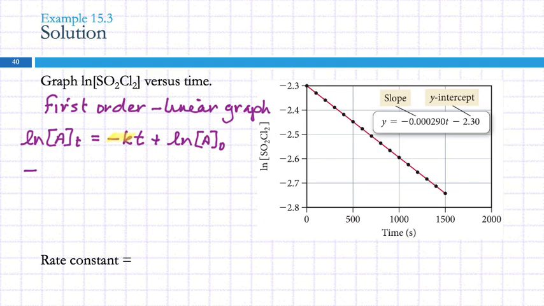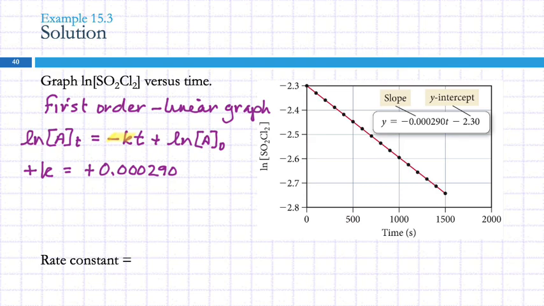So negative k is equal to the slope of the line, negative 0.000290. Any questions about that? I mean, it actually is just that easy. You look at the slope, and you multiply both sides by -1, and that's your rate constant.